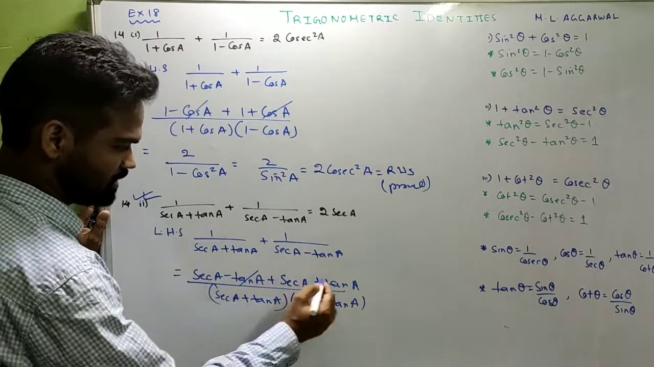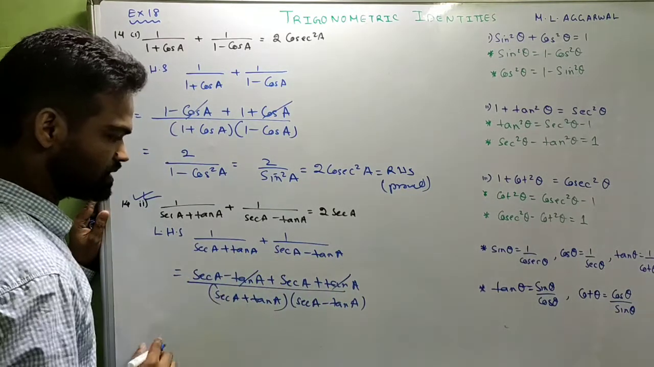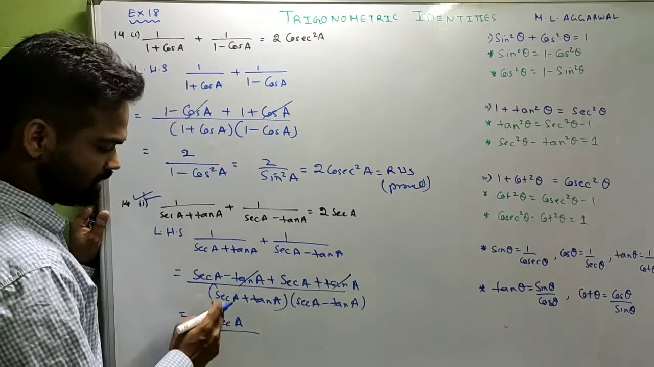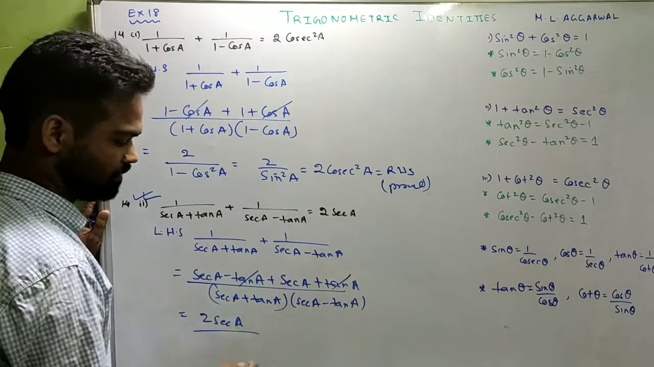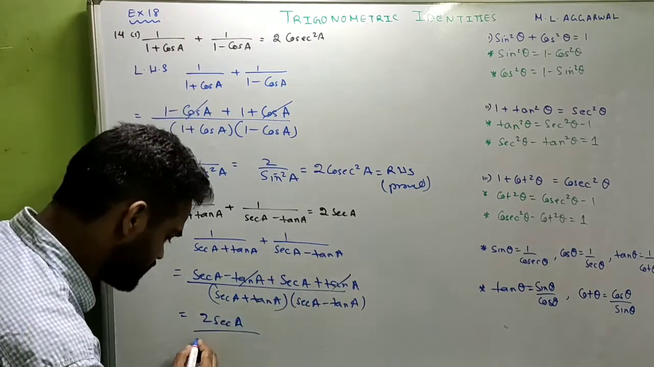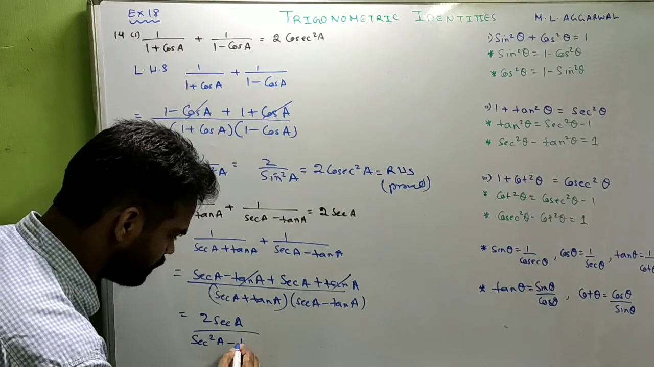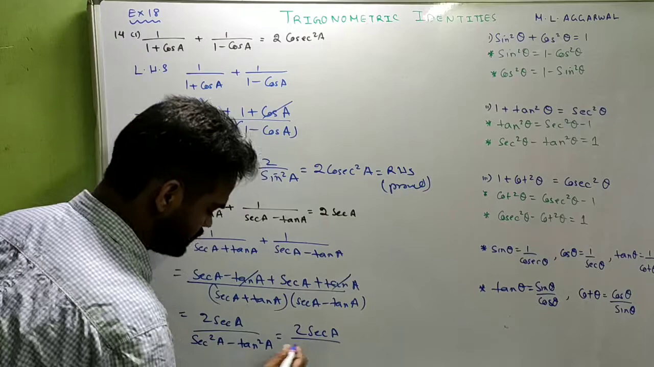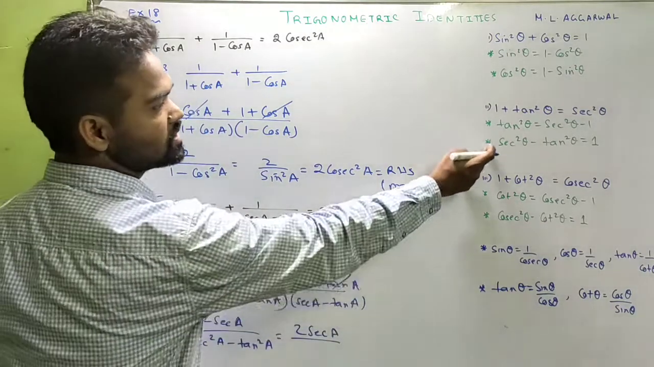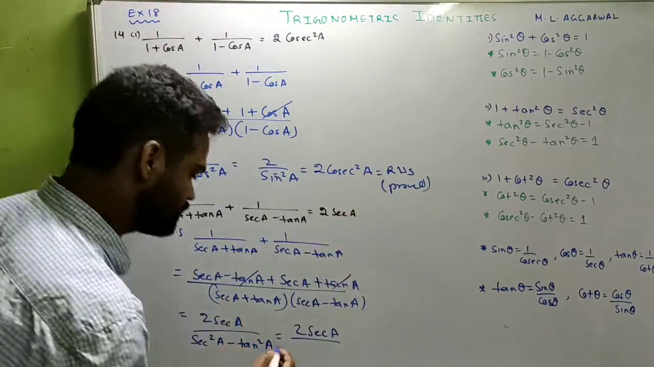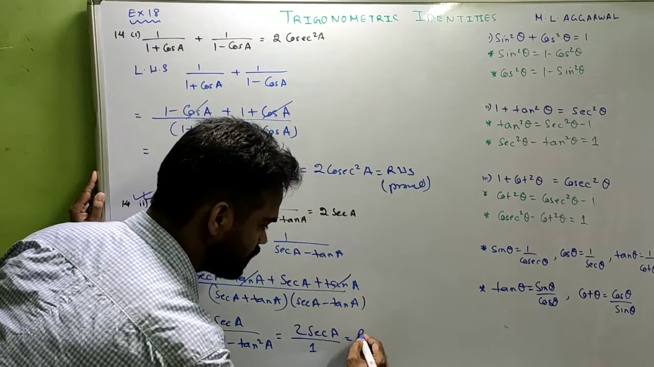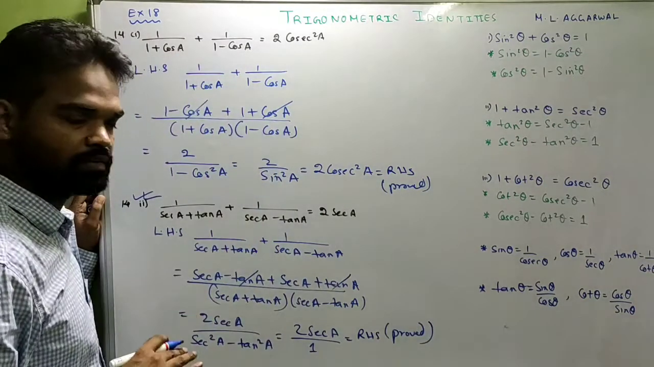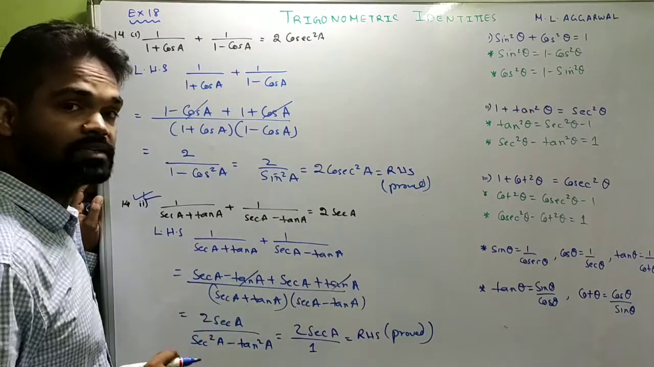Now look carefully. Tan A cancels out. Sec A plus sec A is 2 sec A, and the denominator, see, sec A plus tan A, sec A minus tan A, which is A plus B, A minus B, which is A square minus B square. So this is 2 sec A, and sec square theta minus tan square theta is 1 identity. So this is 1. So this is RHS. Proved. Isn't it? Very simple.